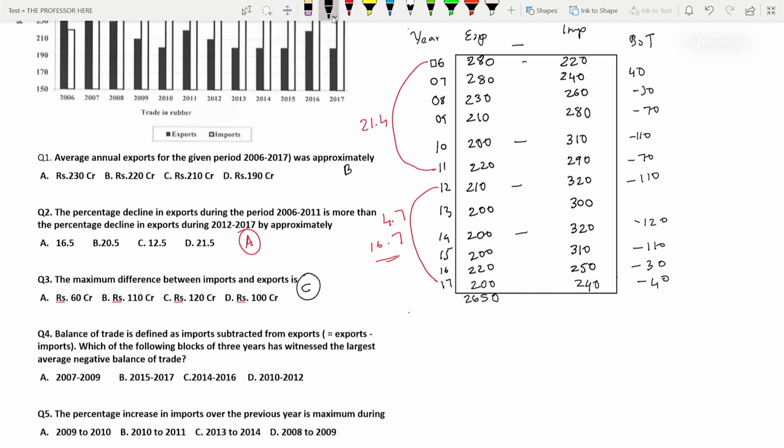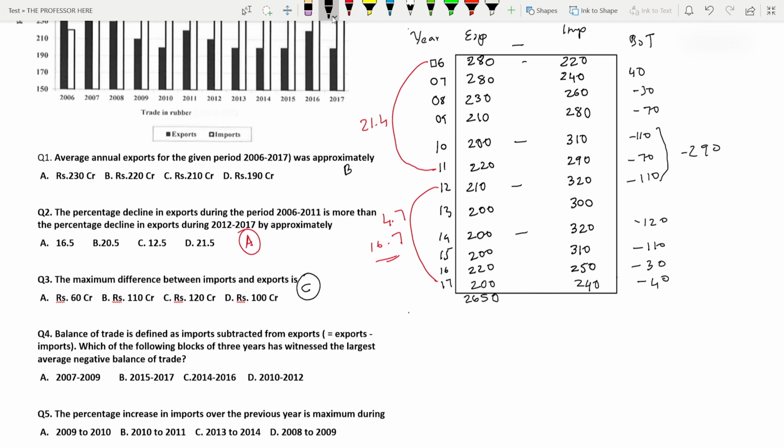So option A, 2007 to 9, which means you have to add 40, minus 30, minus 70, you will get minus 60. So you can look through each of the options and confirm yourself. I think you already got the answer. If you look at the options, 2010 to 2012 is the largest. Minus 110, minus 70, minus 180, minus 290.